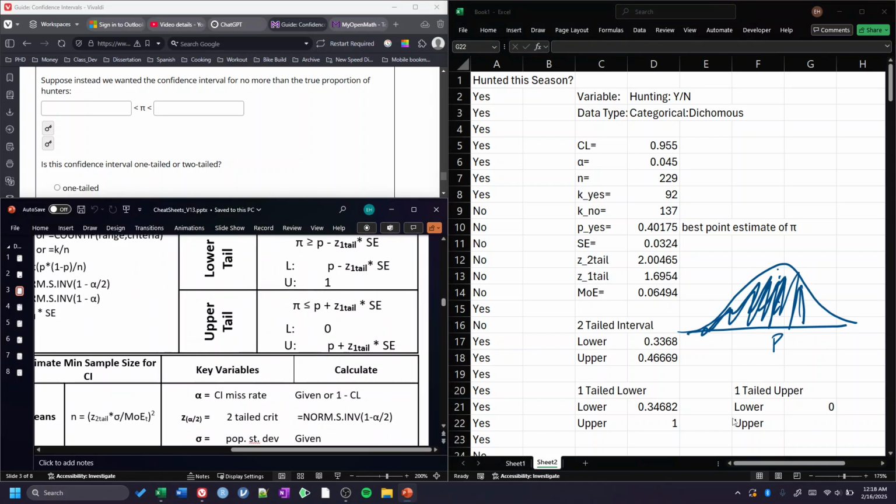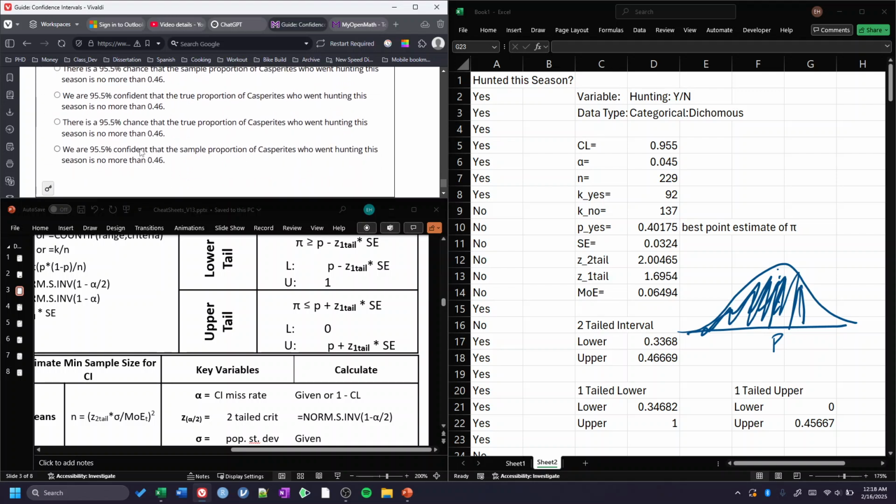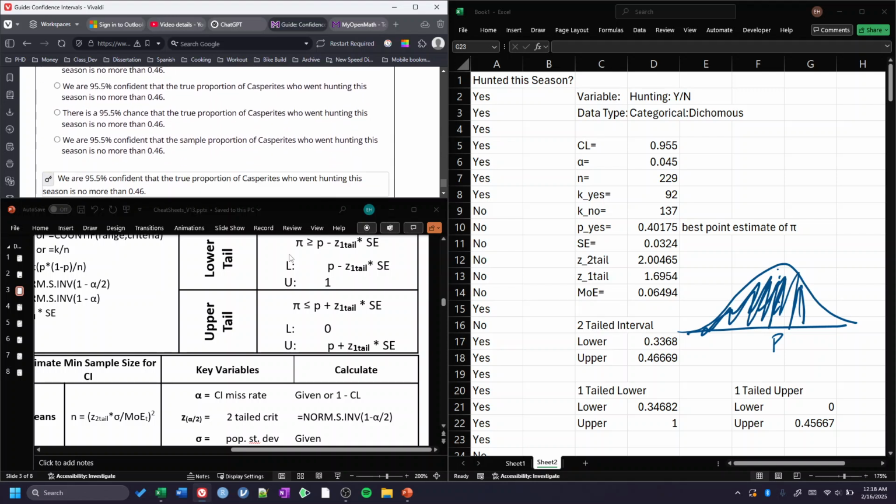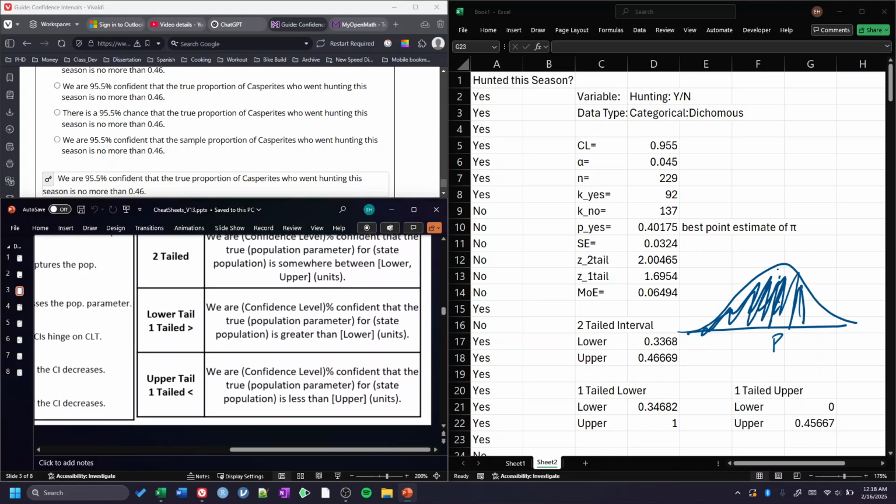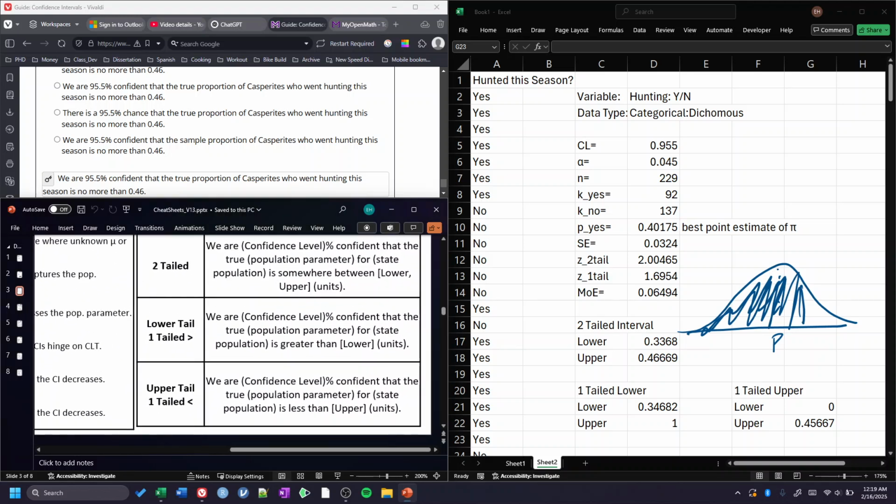for here, our sample proportion. We'll say equals our sample proportion plus the Z one-tail times the standard error. That gives us 45%, 46% roughly. This is one-tailed, and we are 95% confident. Here, let's go down to that little help out. 95% confident that the true proportion for Casperites who went hunting this season is no more than 46%.